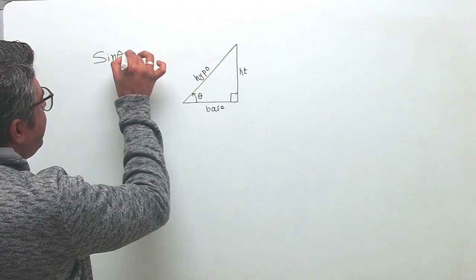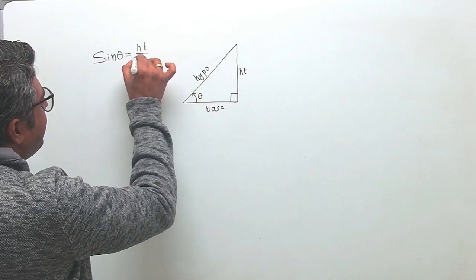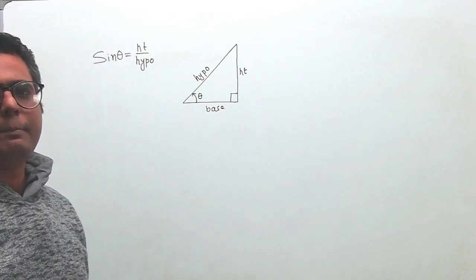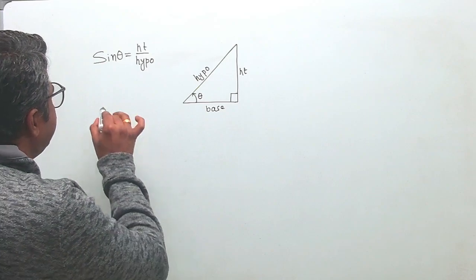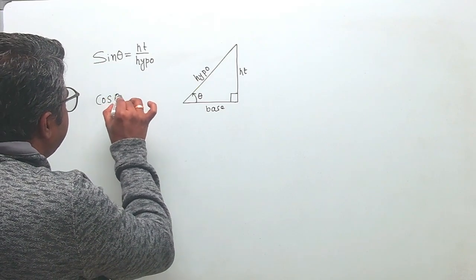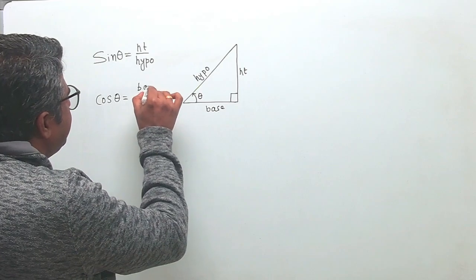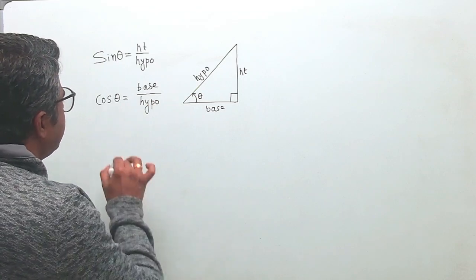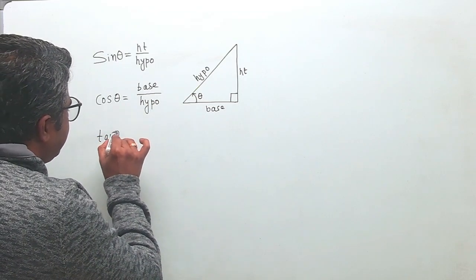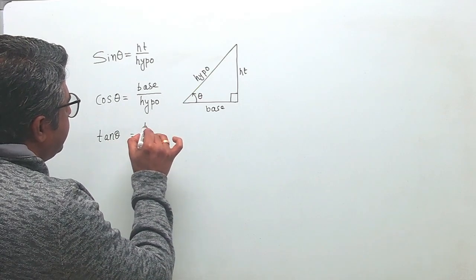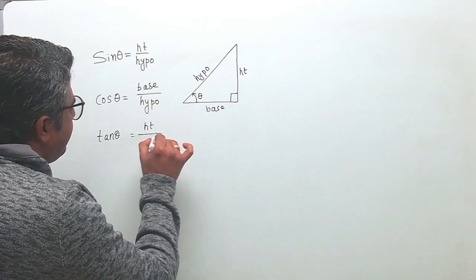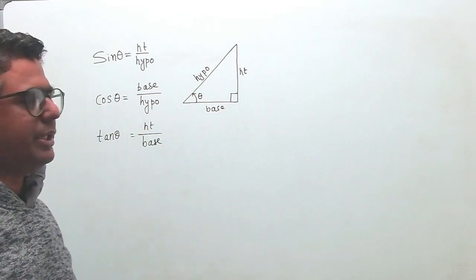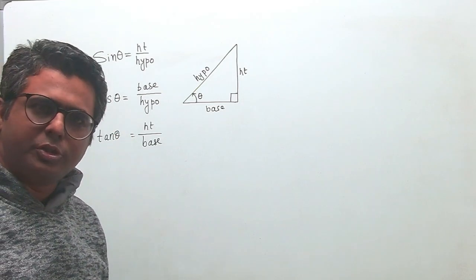So sin theta means height by hypotenuse. What is cos theta? Most of you know all these things, I am just giving you a simple revision over here. Cos theta is base by hypotenuse, and tan theta is equal to height by base.